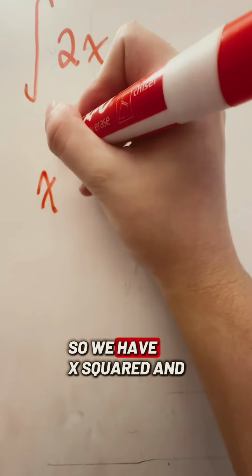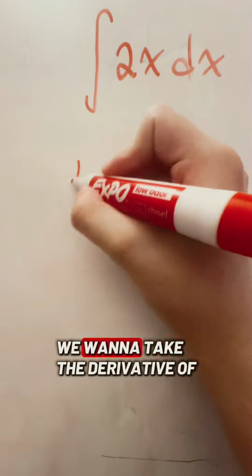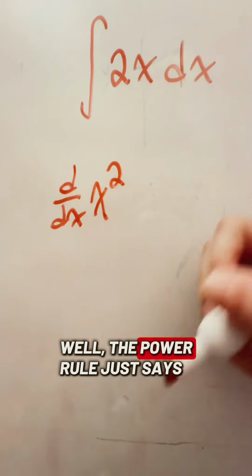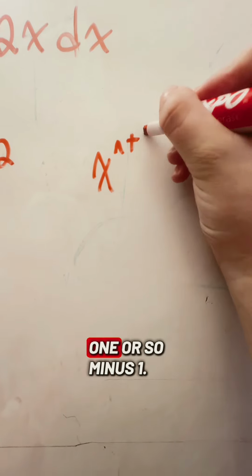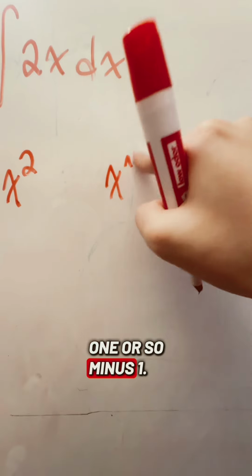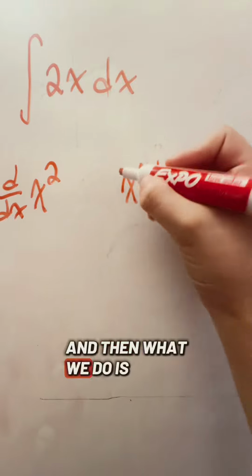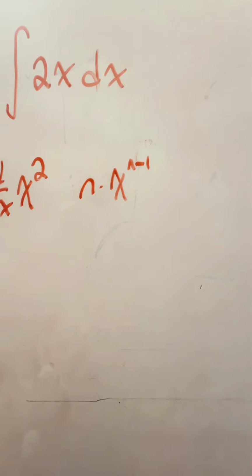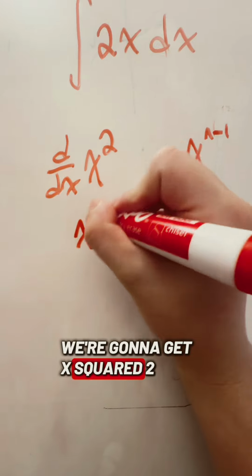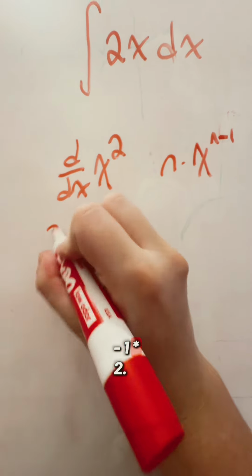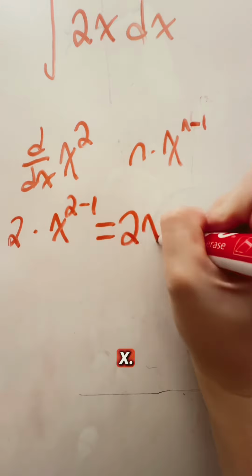So we have x squared, and we want to take the derivative of this. Well, the power rule just says we have x to the n minus 1, and then what we do is we multiply this by n. So if we apply this to x squared, we're going to get x to the 2 minus 1, times 2. So we're just going to get 2x.